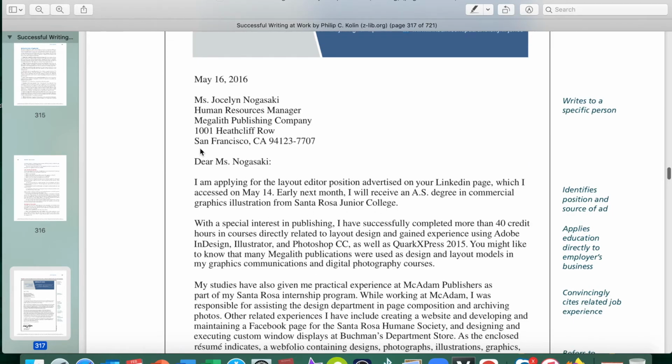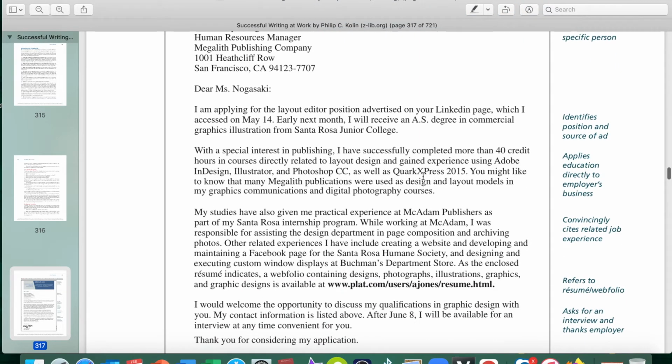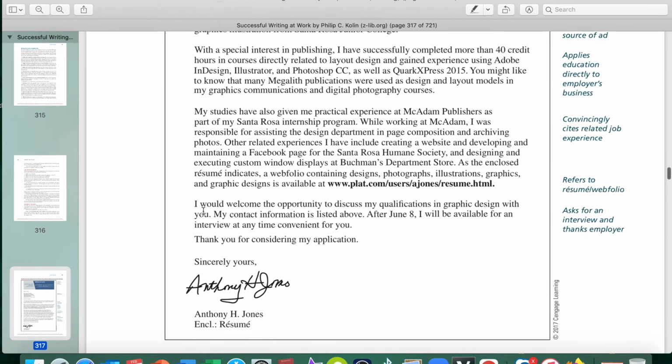The first paragraph identifies the position and the source of the ad. And in the second paragraph, you just focus on the education that matches your job application. And this one is another paragraph, convincing, related to job experience. And the last one is the ending of the letter: I would welcome the opportunity to discuss my qualifications in graphic design with you. My contact information, you see, this is very polite and very formal. Last one, sincerely yours and your information. Here we say enclosed resume. It means that the following paper is my resume.